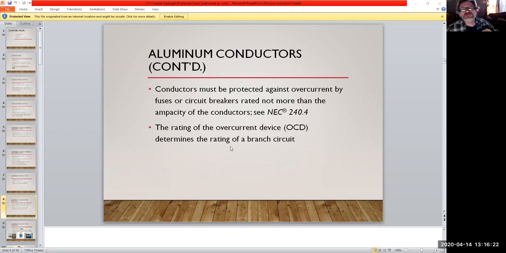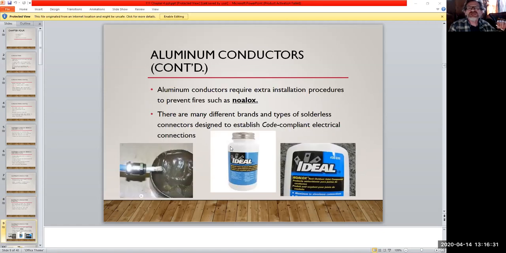Hopefully not too often. But refer back to your charts, refer back to your tables, make sure you size it accordingly. And watch the devices you hook up to this stuff. It takes a little bit longer on the install, right? And then you've got to put this no-lock stuff on there, and that's because of the expansion properties of aluminum.